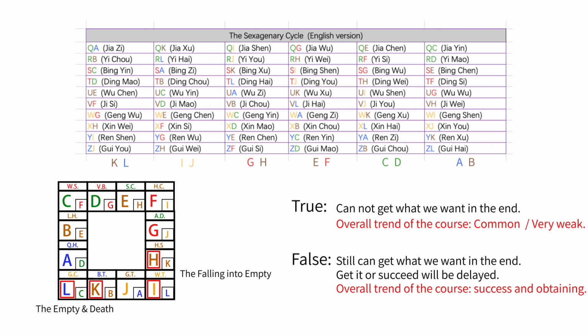How to judge whether the overall trend of a course is good or bad or fantastic? I will introduce it in detail in the following videos. Regarding the various formulaic methods for judging the true or false of the empty and death, I will also introduce them one after another. Although they are not 100% accurate, they still have great reference value for us to understand the mechanism of Liu Ren.